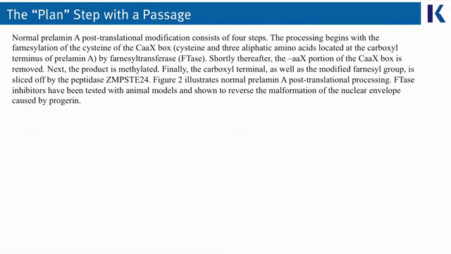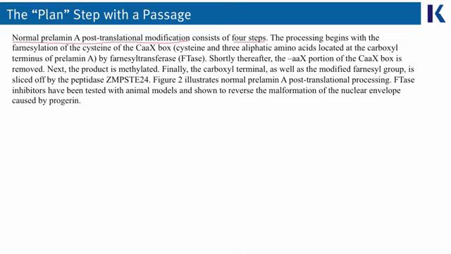So if paragraph 2 focuses on the aberrant molecular biology that occurs during Hutchinson-Gilford progeria syndrome, it should be no surprise that the third paragraph contrasts this with normal prelamin A post-translational modification. We're also told that this happens in 4 steps, so let's trace through these 4 steps one by one.